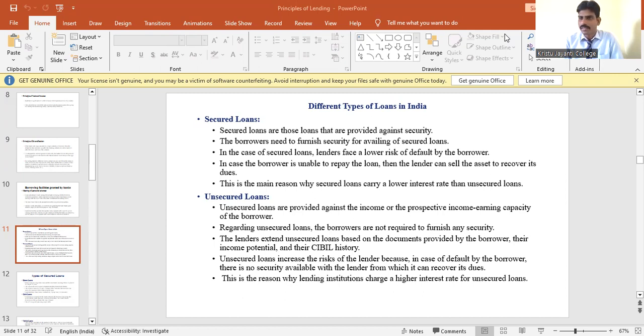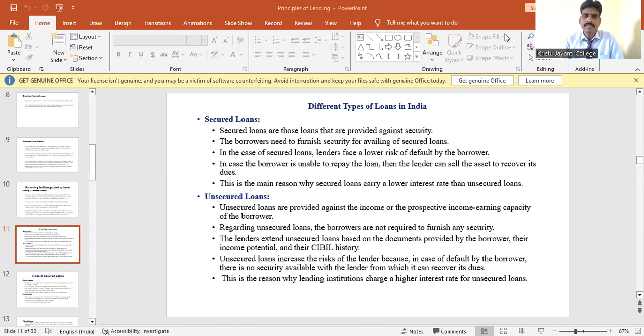Secured loans' interest rate is usually less compared with unsecured loans, because the borrower is giving their asset as collateral, so it reduces the risk for lenders. They are charging very little interest on these loans. That is the main reason why secured loans carry a lower interest rate than unsecured loans.